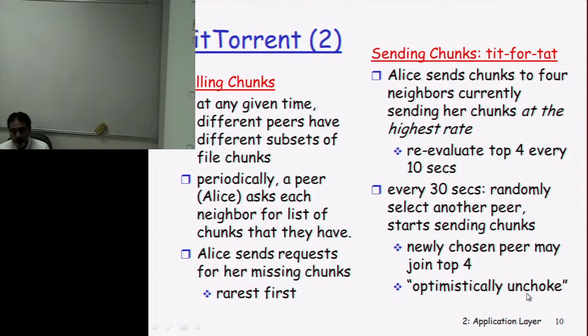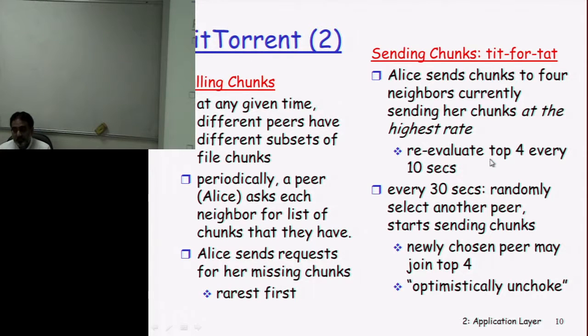Optimistically unchoke. Like this, what will happen? This selection has to be made. Why? In order not to slow down the torrent. So the torrent should behave actively, not optimistically or passively, and it should not go into sleep mode. That is why Alice sends chunks to 4 neighbors currently, sending her chunks at the highest rate.